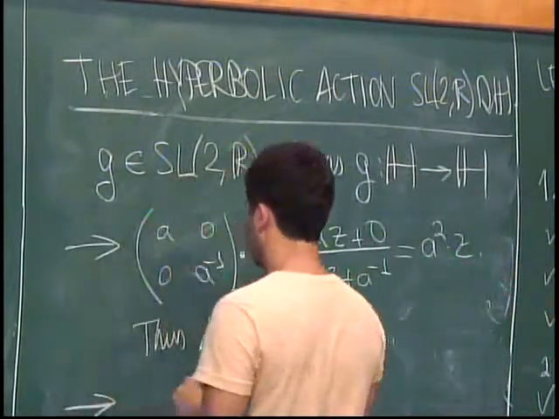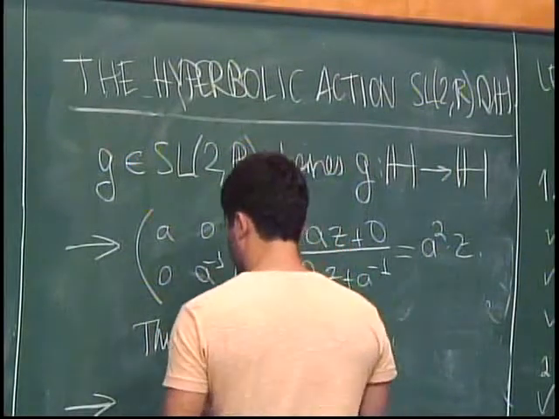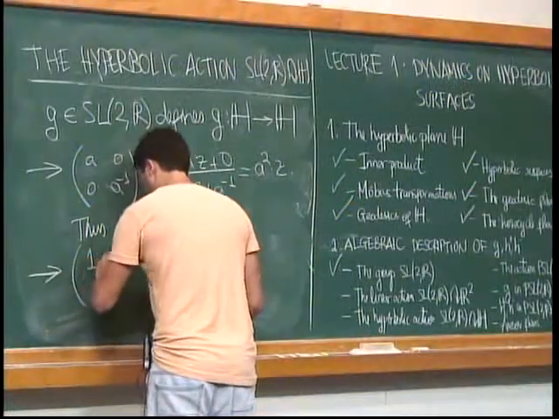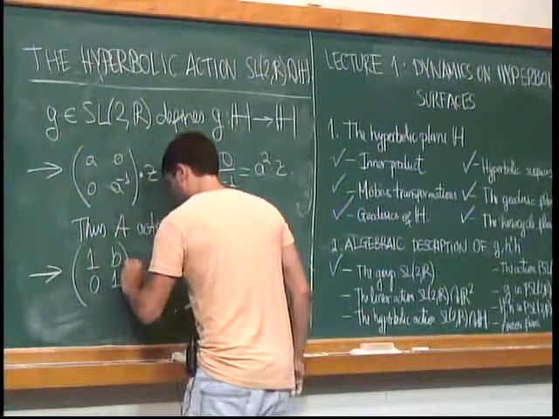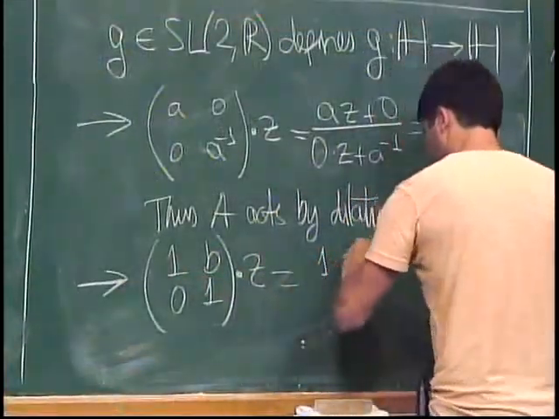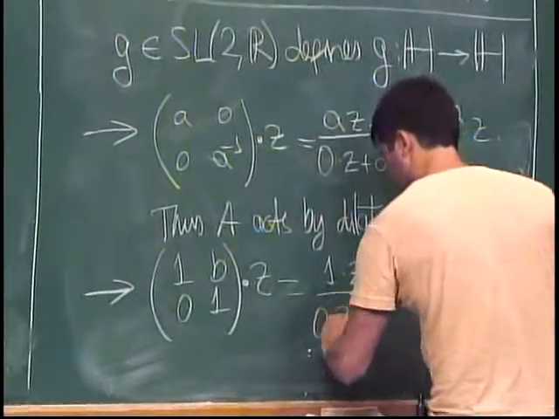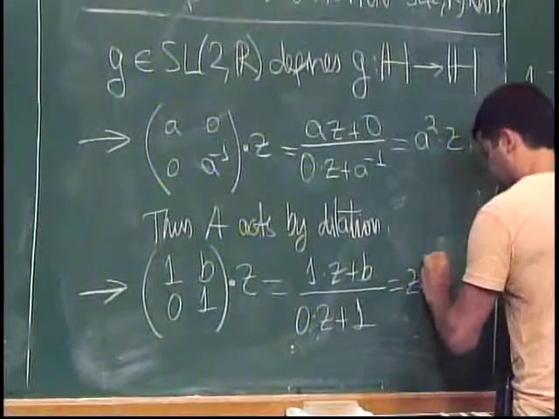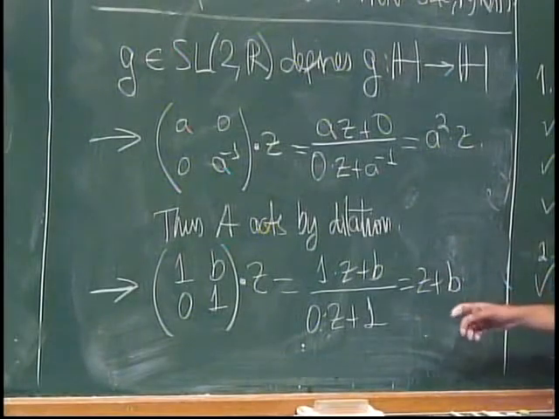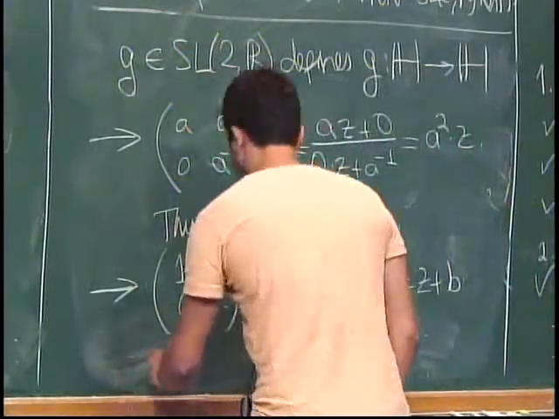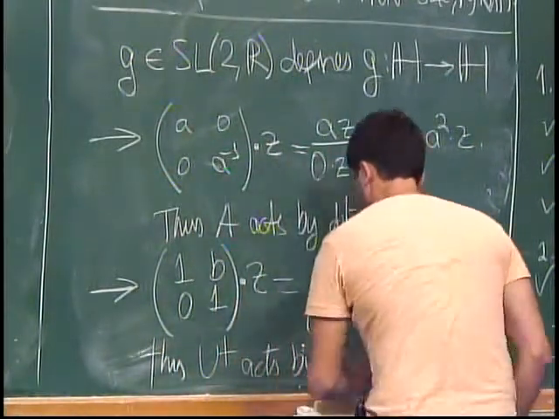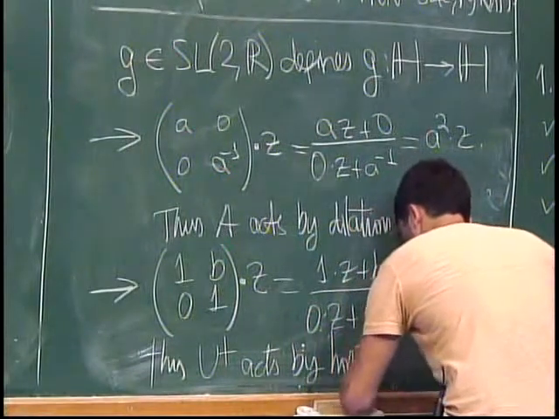And how does U plus, for example, act? So what happens if you have an element of U plus? It is defined by the matrix (1, B; 0, 1). And what happens if you take this and apply it to Z? Well, you get (1 times Z plus B) over (0 times Z plus 1). So it's Z plus B. So this defines a horizontal translation, because we know that B is real. Thus, U plus acts by horizontal translations.